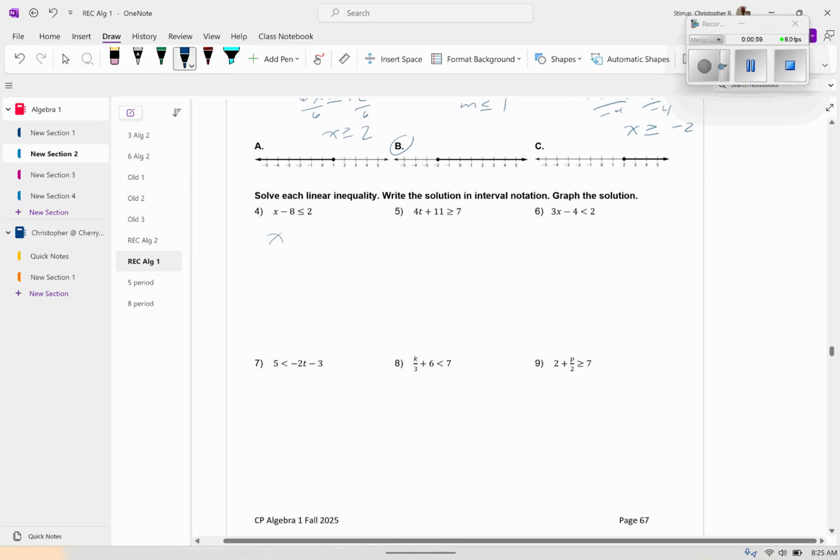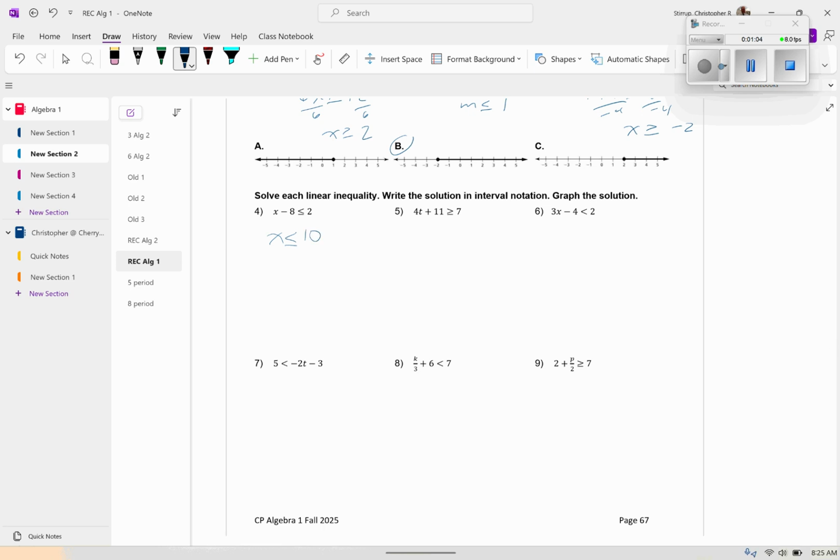Solve these, add 8 to both sides here. So that's going to give you 10. Interval notation, that's pointing to the left, so negative infinity to 10, square bracket. The graph is at 0, you got 10 here. So a solid dot going this way.